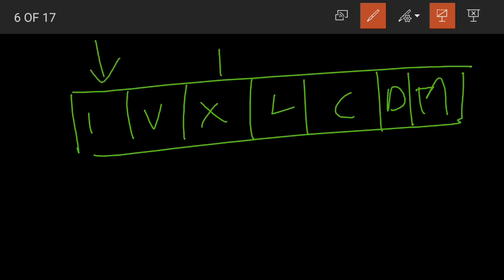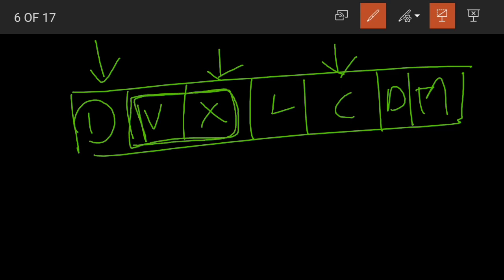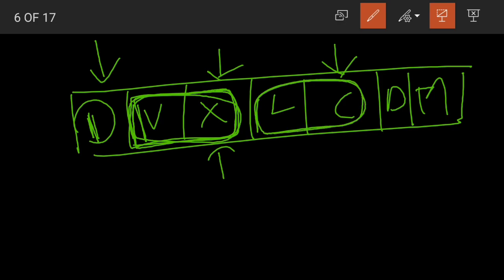Now these symbols I, X, C can be added to every Roman numeral. But when it comes to I, it can be subtracted only from the next two numerals. Understood? In the same way, X can be subtracted only from L and C, the next two numerals. Then C can be subtracted only from D and M, the next two numerals.